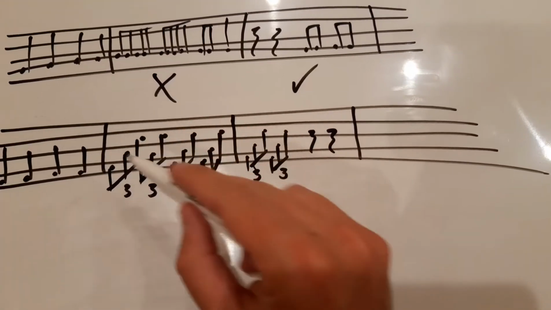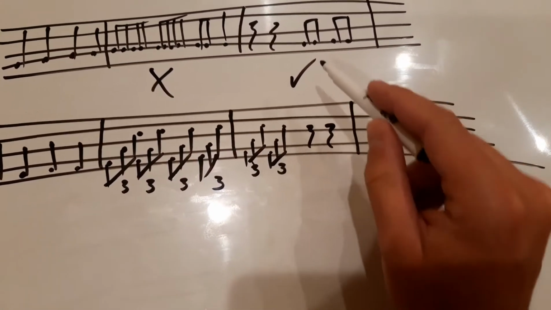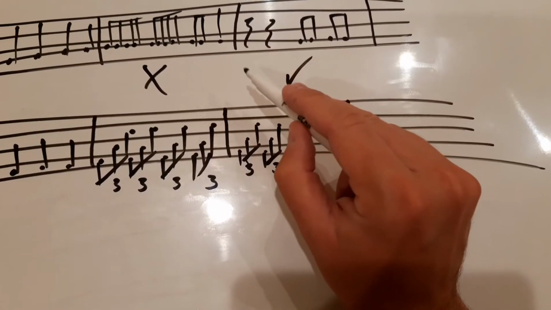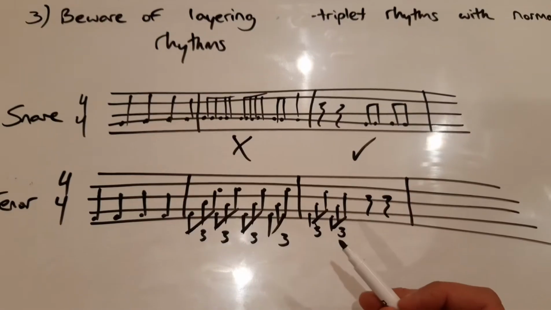So this measure, bad, because we have this clash between the triplets and the 16ths. This measure, a little bit better, because we have triplet, rest, rest, and the snares have rest, rest, tap, tap, tap, tap. That's something I would encourage you to do. So that's number 3.